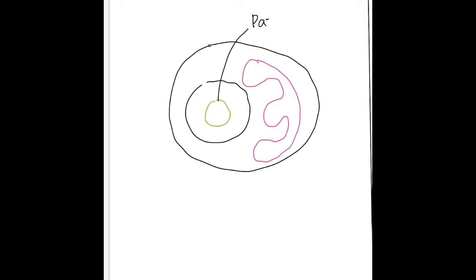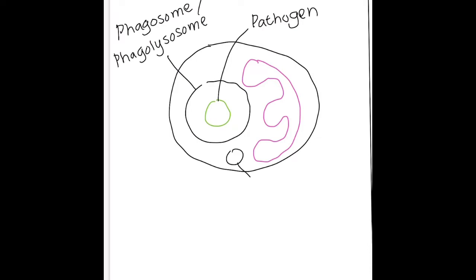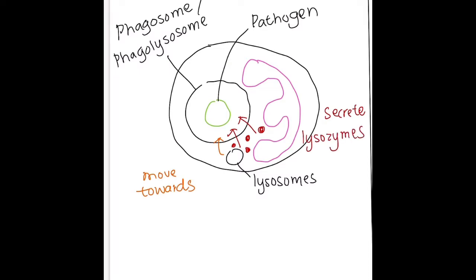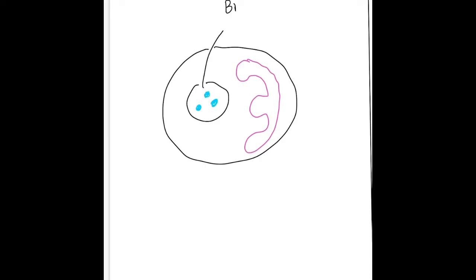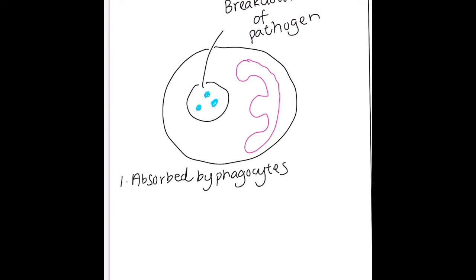The pathogen is enclosed by a space in the phagocyte that we call a phagosome or a phagolysosome. Both terms are correct. At the same time, the lysosome in the phagocyte will migrate towards the phagosome. The lysosome releases its chemicals, lysozymes, into the phagosome, and this hydrolyzes the pathogen and kills it. The hydrolyzed products, or debris of the pathogen, can either be absorbed by the phagocyte itself or excreted through exocytosis.